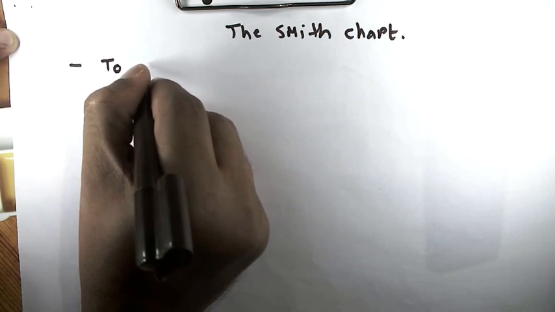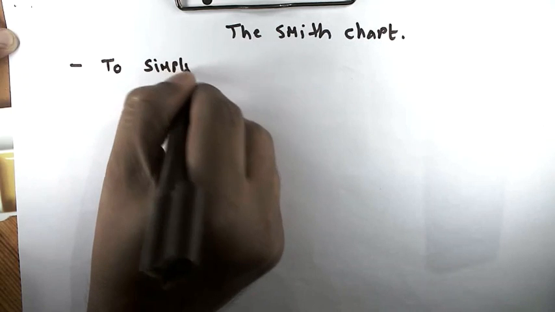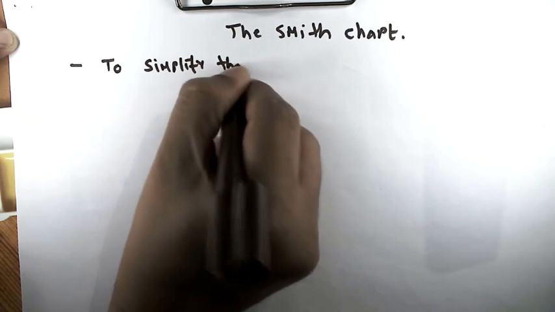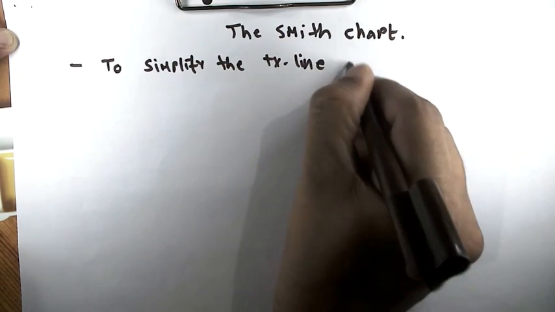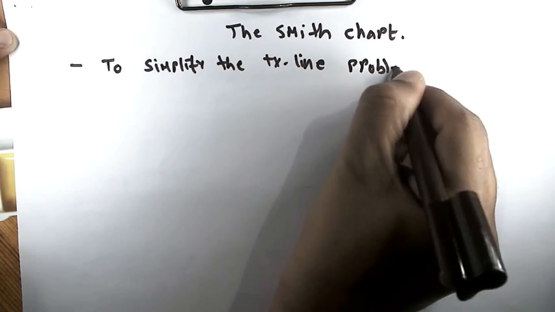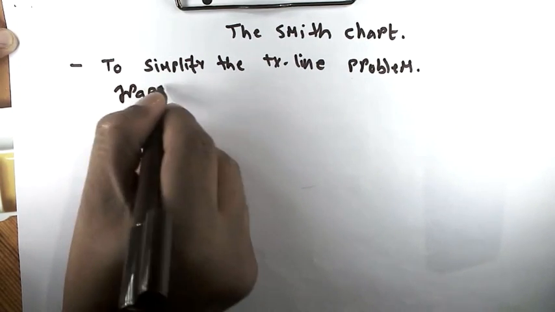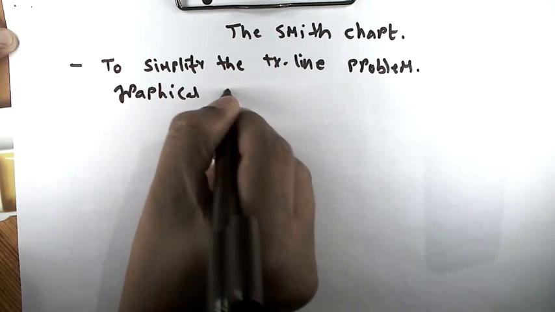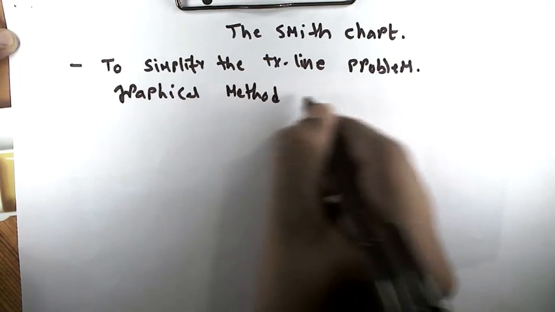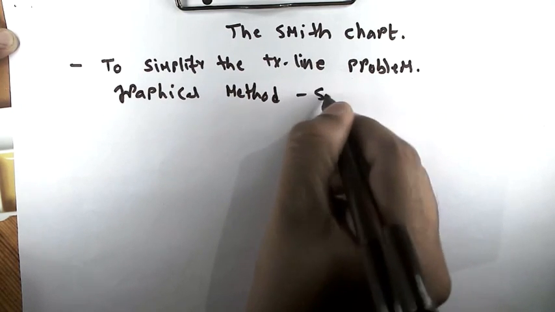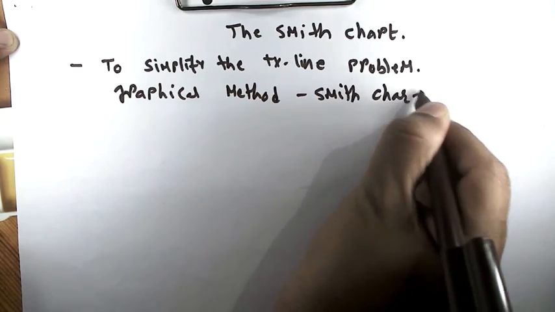Smith chart. So to simplify the transmission line problems, a graphical method which is called the Smith chart is used.